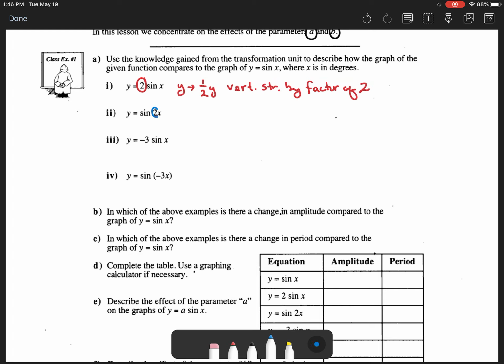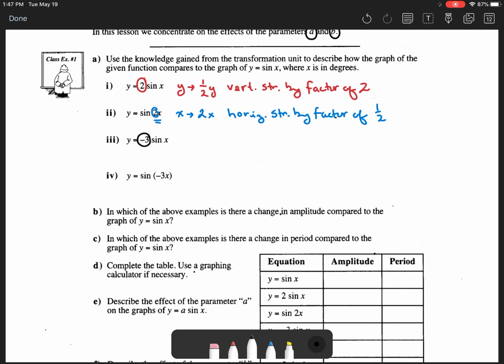In the second one, the 2 is now attached to the x, isn't it? So what would have happened is you would have replaced x with 2x. When this replacement occurs, we are dealing with a horizontal stretch by a factor of 1/2 about the y-axis, so closer to or away from the y-axis.